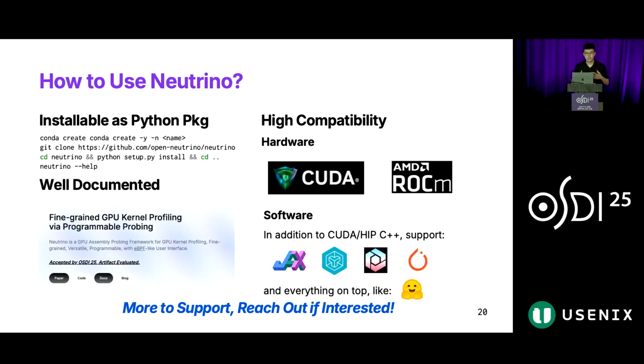I would like to finalize my presentation with something easier, like how to use Neutrino. Neutrino is installable as a Python package, and it is well documented. It comes with a very high compatibility. We support CUDA and ROCm from AMD. And for software, we support nearly everything: JAX, Triton, PyTorch, and everything built on top of these, like Hugging Face. There's definitely more to support. Please reach out if you are interested.